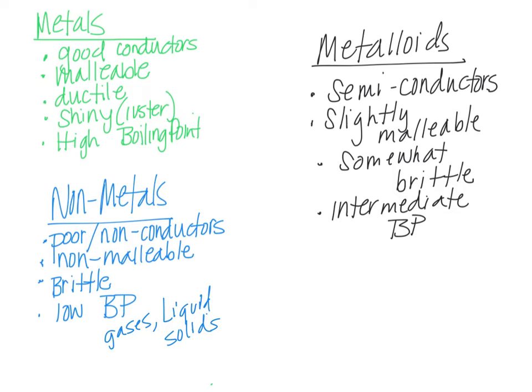And then the last one is metalloids, and remember they're on that zigzag line on the periodic table, and they're kind of like between. That's why they're a metalloid. They have some of the qualities of metals, and they have some of the qualities of nonmetals. They are semiconductors, which is why they're used in a lot of electronics, especially silicon, which is used in a lot of your iPhones and iPads. They are slightly malleable, and they are somewhat brittle, and they have an intermediate boiling point, and they tend to be solids. All right, stay tuned for the next slide for the jokes.